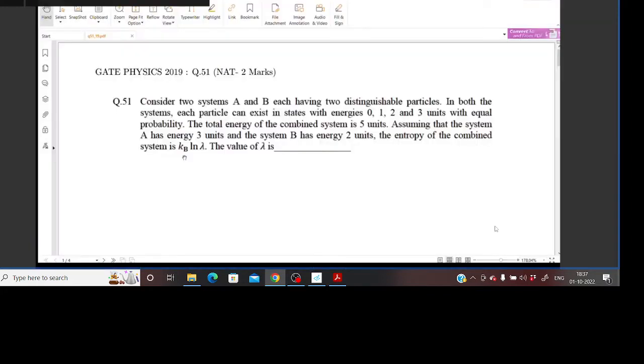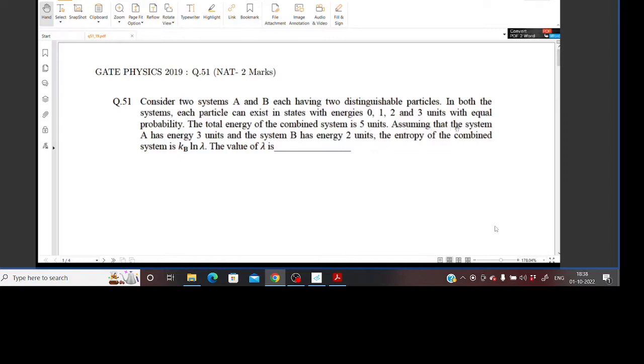Hello everyone. In this video, I shall discuss the solution of question number 51 of GATE Physics 2019. This is a numerical answer type question. Consider two systems A and B, each having two distinguishable particles. In both the systems, each particle can exist in states with energies 0, 1, 2, and 3 units with equal probability. The total energy of the combined system is 5 units.